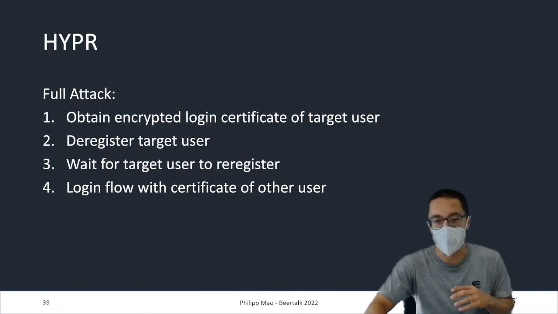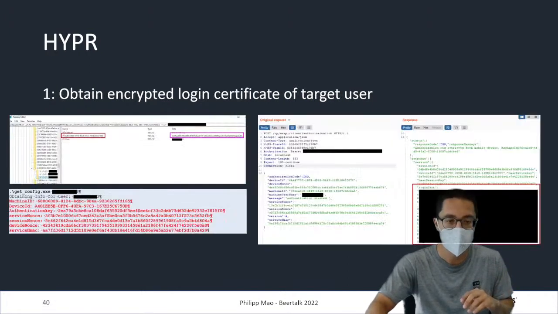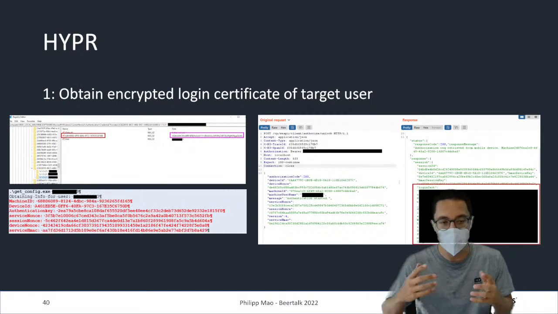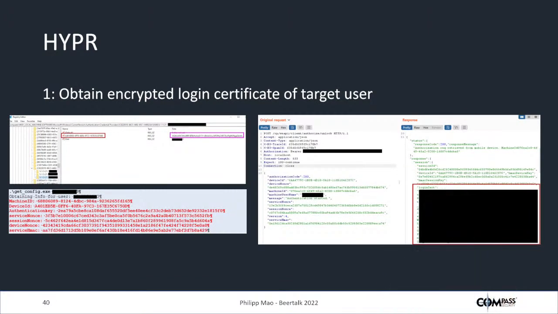So I will now go through each of these steps in detail. First off, step number 1, I've already shown you this. The attacker user reads out the registry values, polls the server, and once the target user tries to authenticate, the attacker user steals that target user's encrypted login certificate.